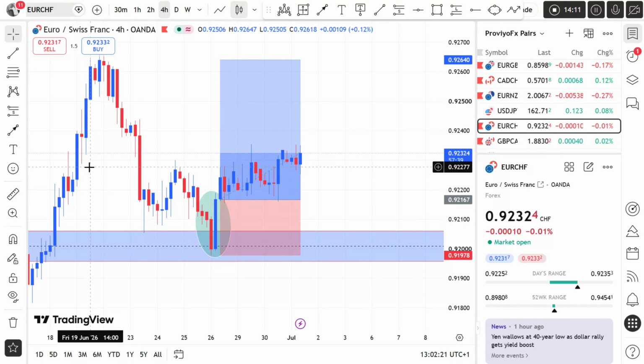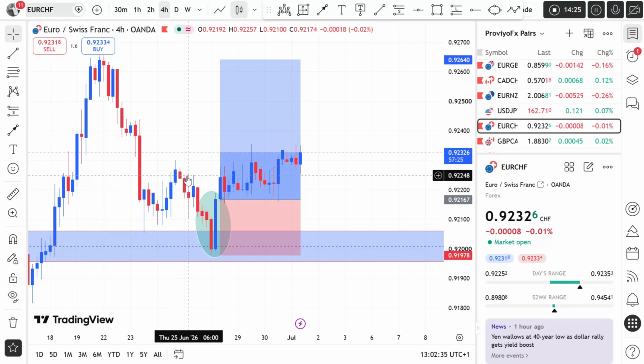I personally have four kinds of entry signals, but I'll only be revealing one here. All right. And that is engulfing candles. So once price comes into my zone, I want to see a bullish or a bearish engulfing candle, giving me confirmation that these big players have stepped into the market.